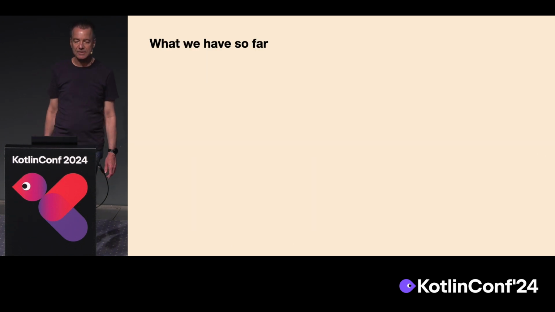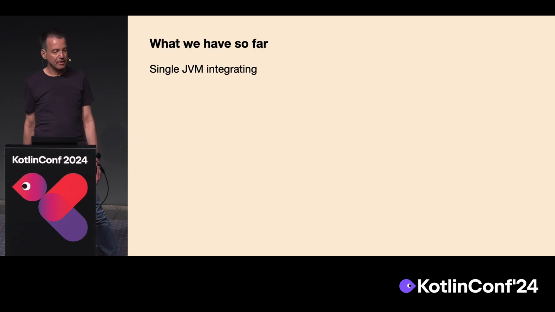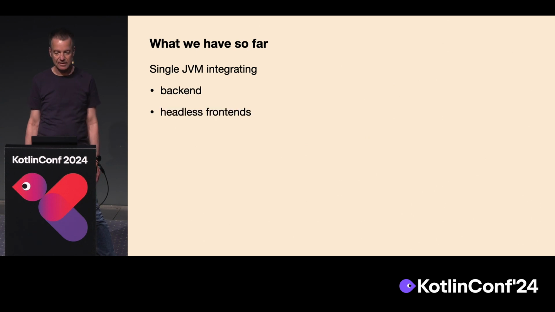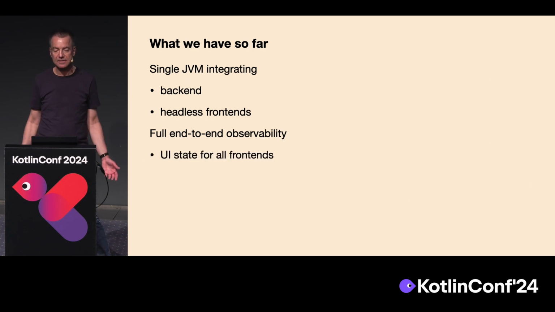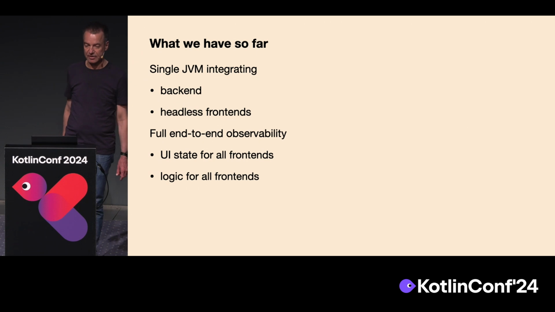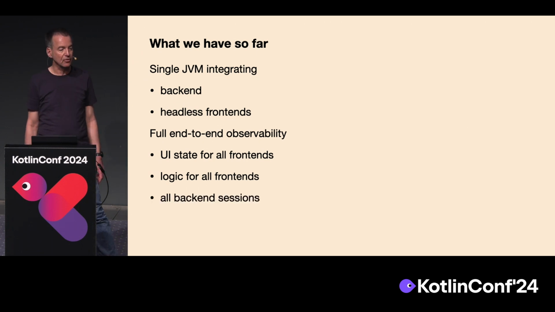What do we have so far? We have a single JVM integrating our backend, our headless frontends as much as we like, and with full end-to-end observability because it's all on the same JVM. So we can look at state for all frontends from our test code. We have access to the logic of all frontends. We can look at all backend sessions, the database, whatever is there. So our next step would be to use that system to provoke concurrency bugs.